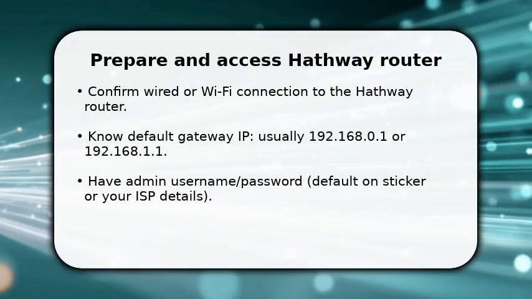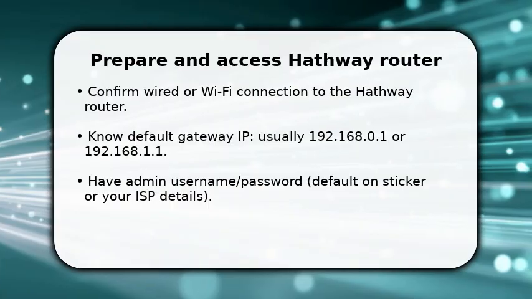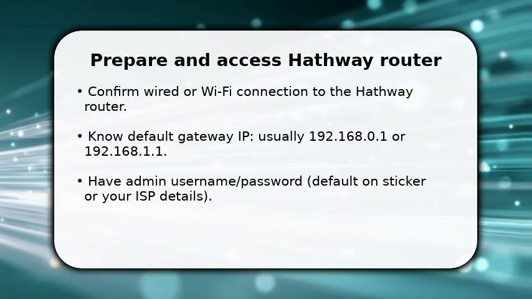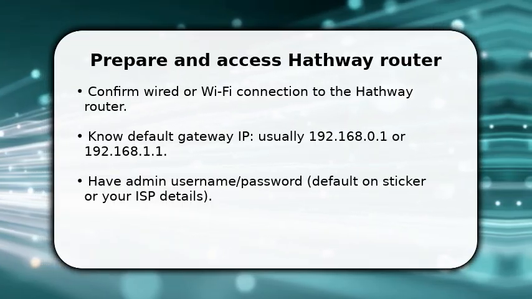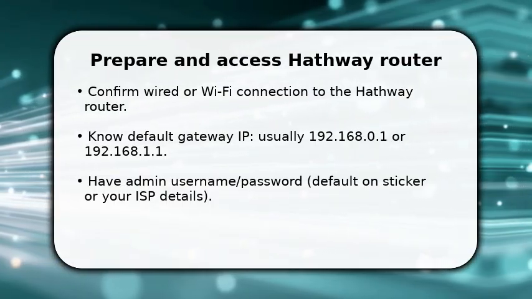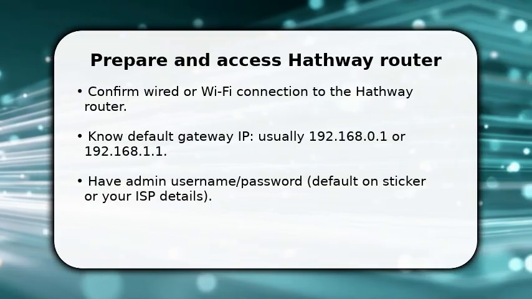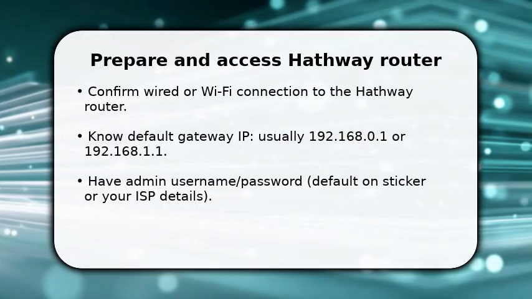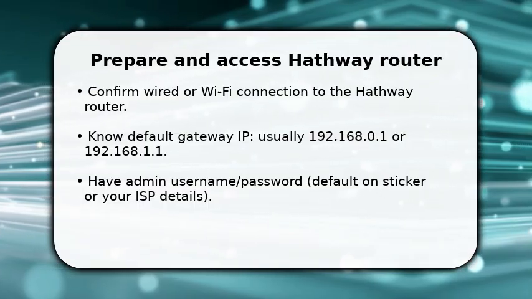You start by connecting your computer or phone to the Hathway network. Use an Ethernet cable for stability or stay on Wi-Fi. Open a browser and enter the router IP, commonly 192.168.0.1 or 192.168.1.1 to reach the login page.